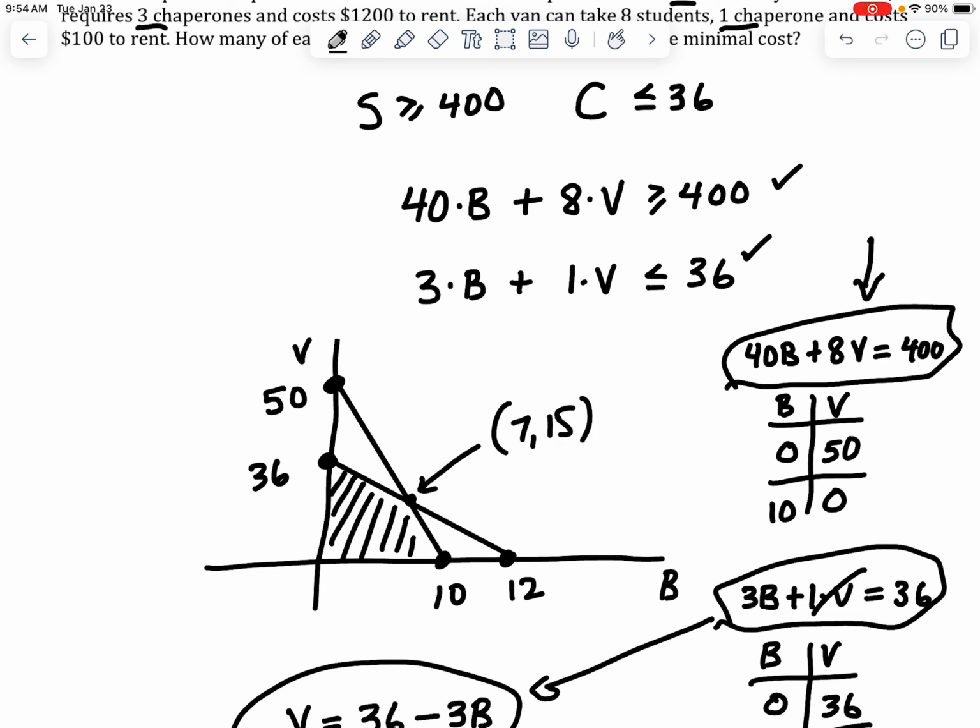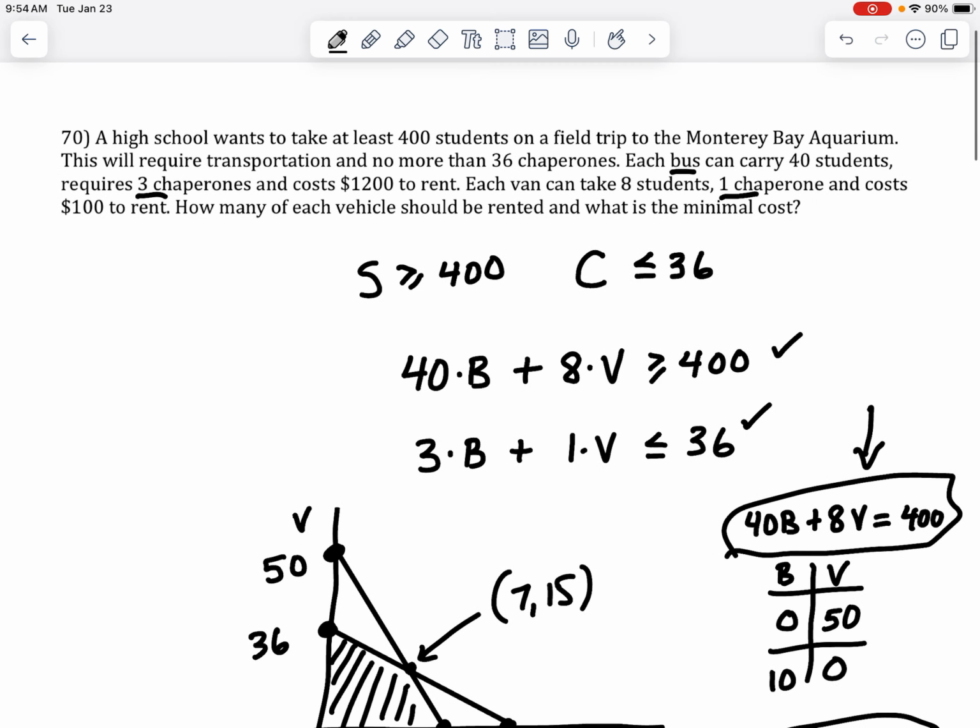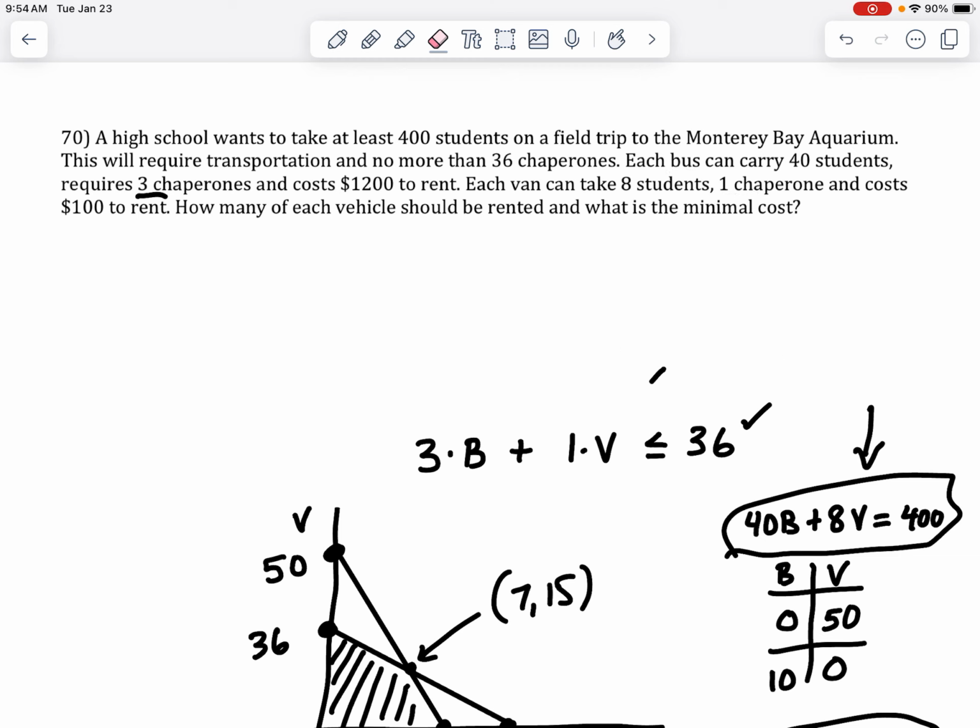All right, we've set up the picture, and now we need to talk about the money. So let me just clean this up real fast. And what about the money? Because of course they want to minimize the cost. So I'll just use M for money.